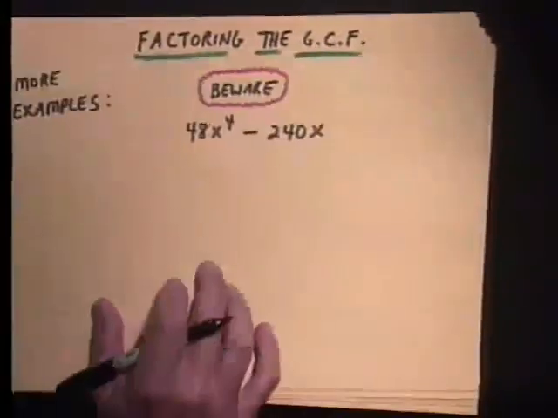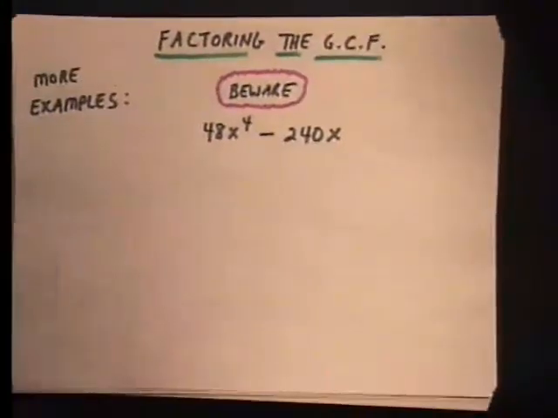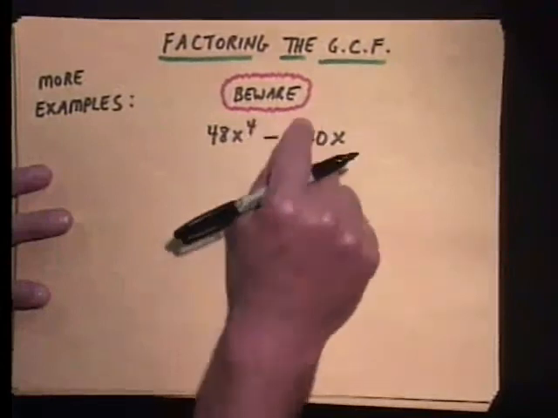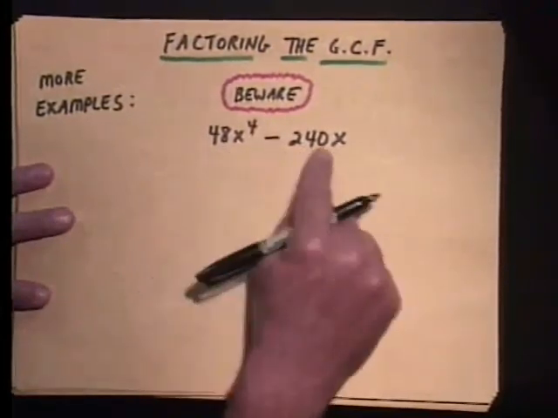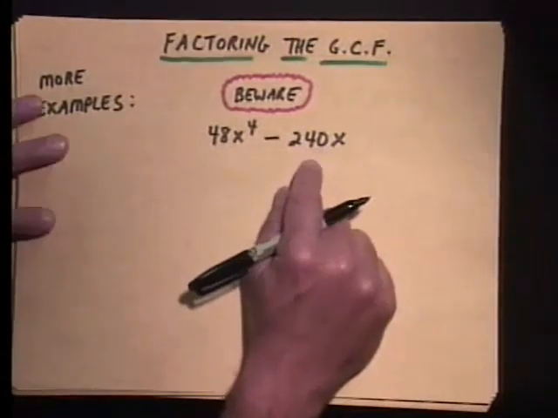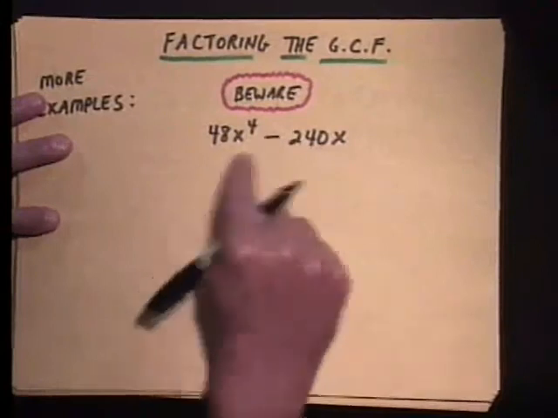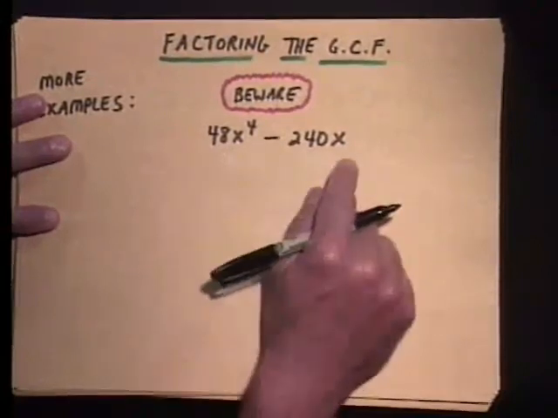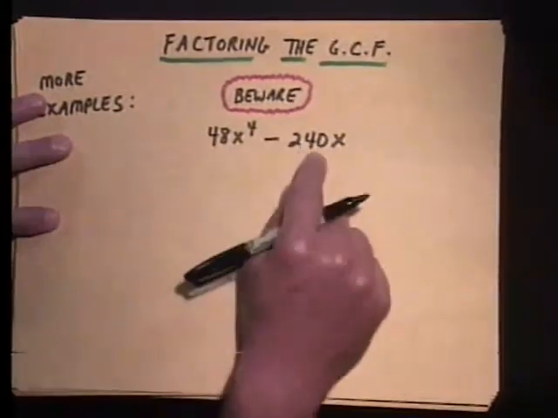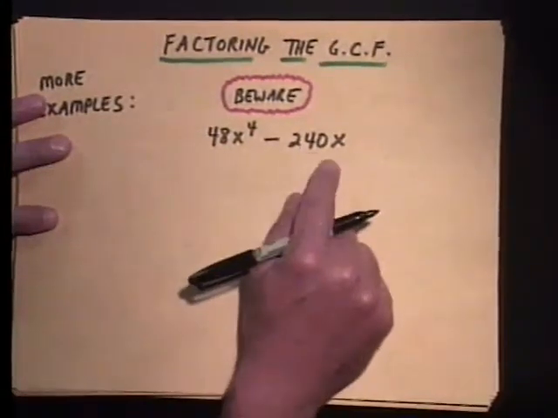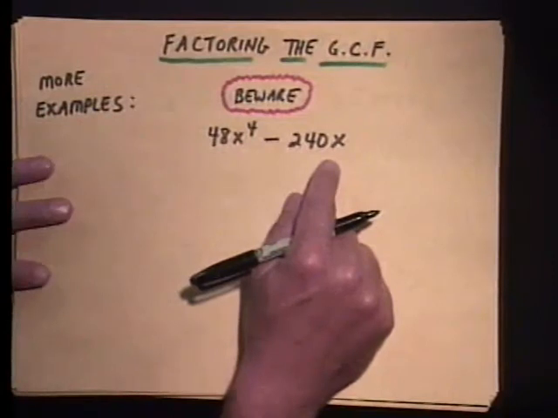All right, more examples. All right, so we want to look at these. Now, you have to be careful here on these. Beware, all right, because sometimes students get this and they say, gee, Young, what goes into 48 and 240? And the answer is lots of numbers. 2, 4, 6 goes into them, 12, 24 goes into them. But I think the largest number that goes into them is 48. But let's say you don't see that out there. Let's say you don't see it.